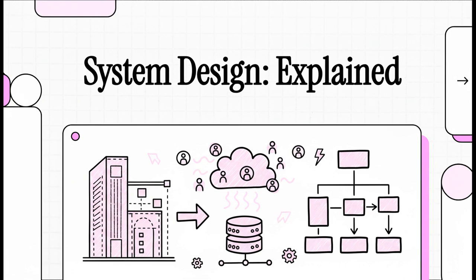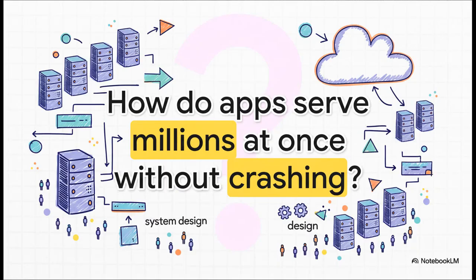It's the secret sauce that stops the biggest apps we use every single day from just crashing under pressure. I mean, really think about it for a second. You open up an app, and at that very same moment, millions of other people are doing the exact same thing. And yet, it just works. So how does that happen? Well, it's not magic, I promise. It's all thanks to a crucial discipline called system design.